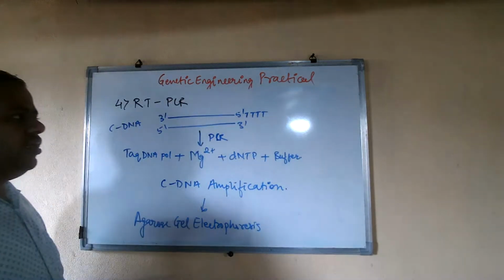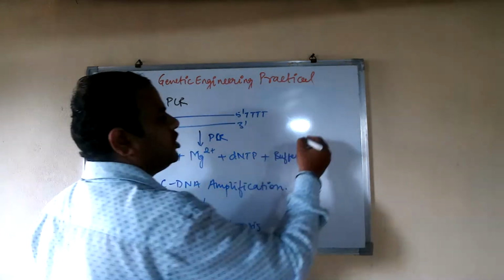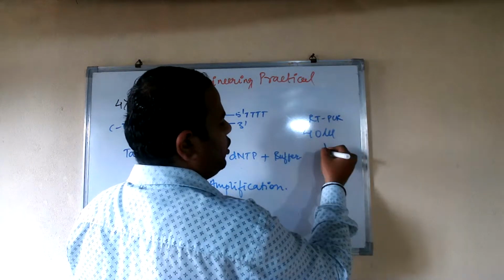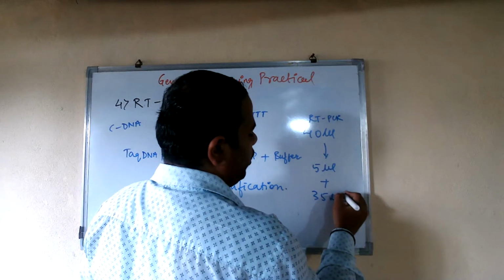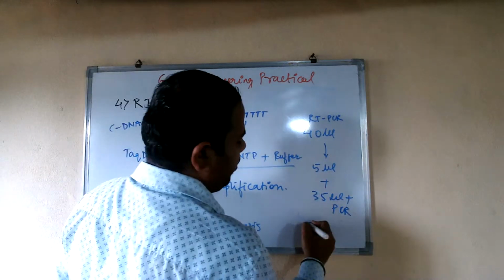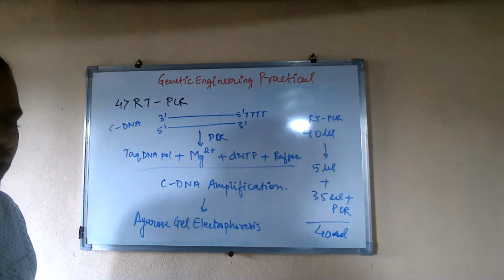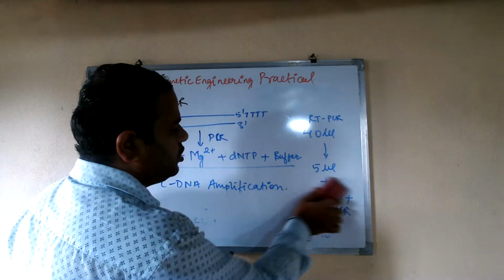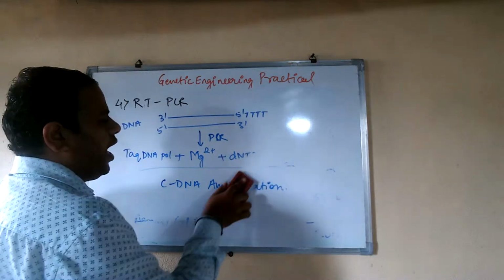Okay, so generally the formation of cDNA reaction is about 40 microliter in case of RT-PCR, and from that you have to take 5 microliter of the sample, and you have to add 35 microliter of PCR mix, which has all the different components of PCR, and then make it 40 microliter for the amplification purpose. Okay, so once you get the amplification of the cDNA, you have to go for Agarose Gel Electrophoresis, and you can detect or quantify that particular cDNA amplification on the agarose gel.